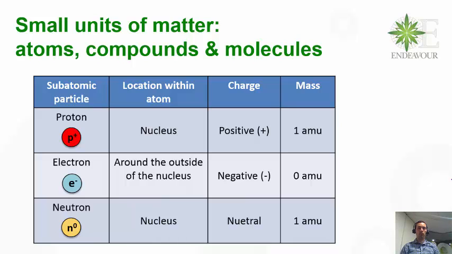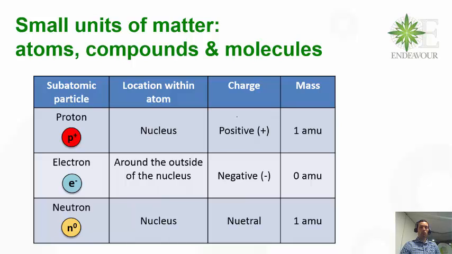On this slide, we have a handy summary table which has a lot of the information that we need to know about our subatomic particles. So probably the most important thing to know about the subatomic particles is their location within the atom. So we've talked about how two of these groups of subatomic particles are located within the nucleus. So that's the positively charged proton and the neutral neutrons. And around the outside of the nucleus, we have the electrons orbiting around that central nucleus.